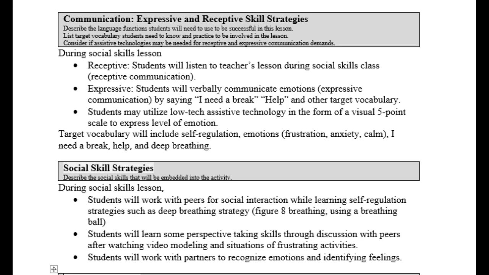So communication, this student during a social skills lesson is going to receptively make sure that students know that they need to listen to teachers' lessons during the social skills class. That's receptive communication. Expressively, the student's going to verbally communicate their emotions. So they need to be able to say, I need a break, help, and other target vocabulary. And students may utilize low-tech assistive technology in the form of a visual 5-point scale to express level of frustration during this social skills lesson.